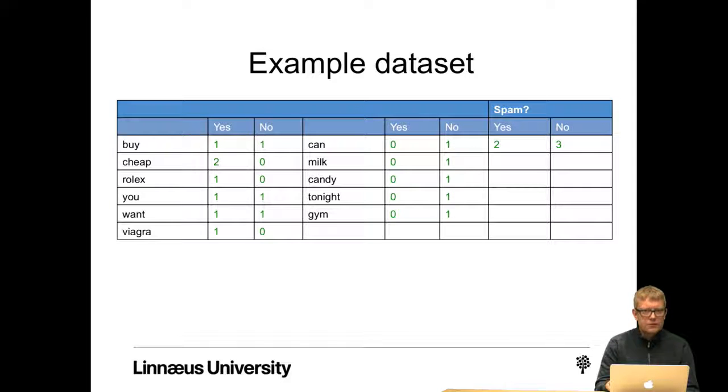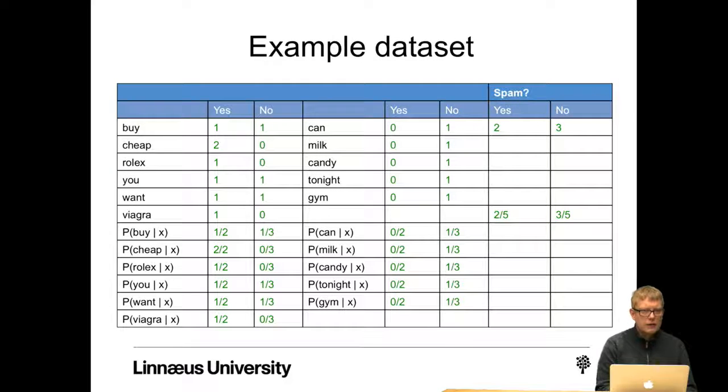And the next step, similarly to what we did before, is to fill in the probabilities, and it's just take the numbers. For buy, probability of buy given yes or no is 1 divided by 2, since we have 2 examples belonging to yes, and 1 divided by 3, since we have 3 examples belonging to no. The word cheap, 2 times belonging to yes, so 2 divided by 2. 0 times belonging to no, so 0 divided by 3. And we just fill in the table.